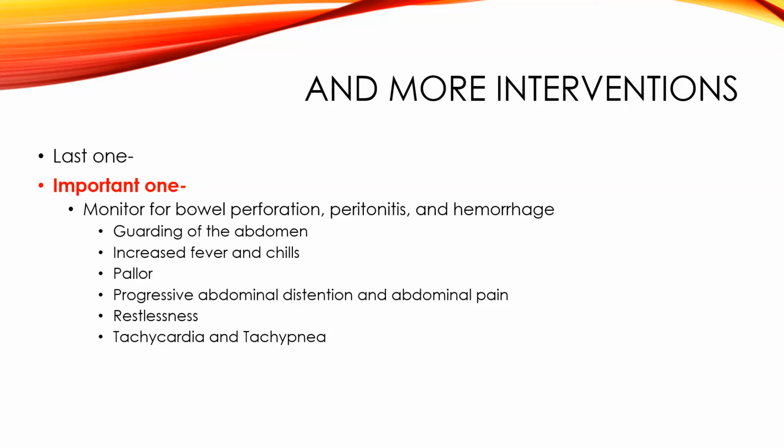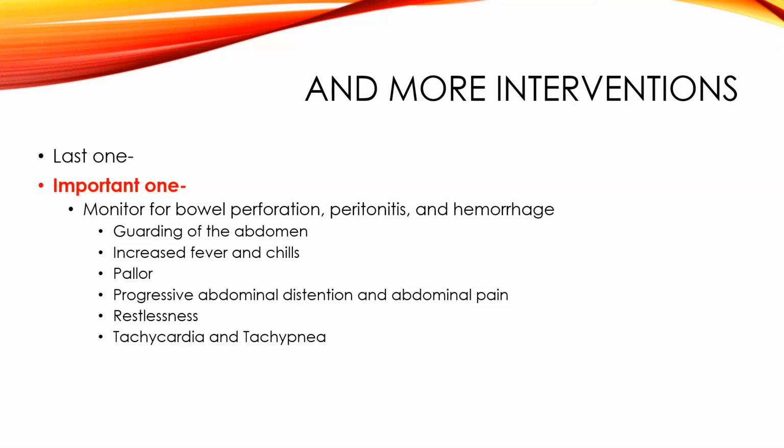You're going to look at your patient as far as guarding of the abdomen, increased fever and chills, which is usually an indication that there's infection brewing or something going on. You're looking at pallor because obviously the more they're bleeding internally, the more pallor they'll have. Progressive abdominal distension and abdominal pain, which is a sign of internal bleeding. Restlessness and tachycardia and tachypnea. You're definitely going to look at all their bowel movements, and whatever you're able to, look at it and go, okay, this looks like an exacerbation of colitis, or maybe something else is going on.